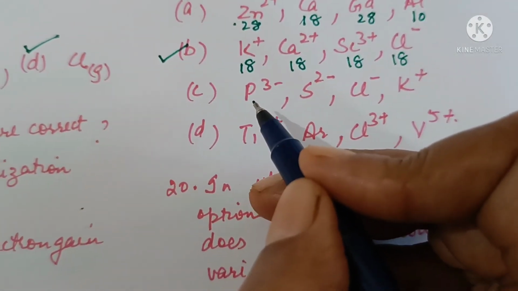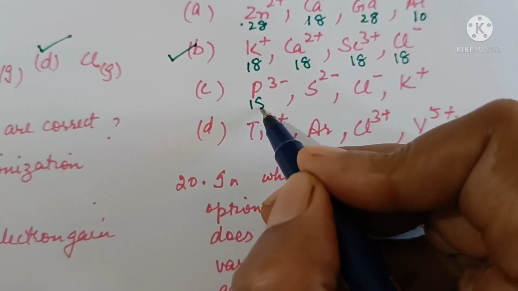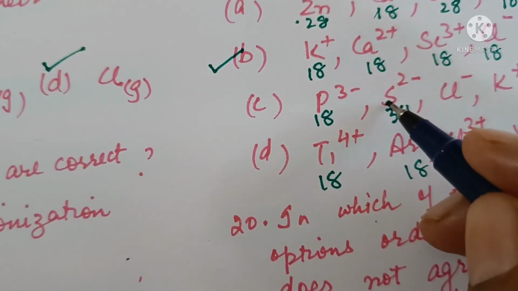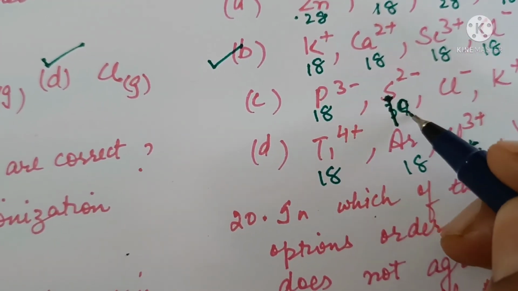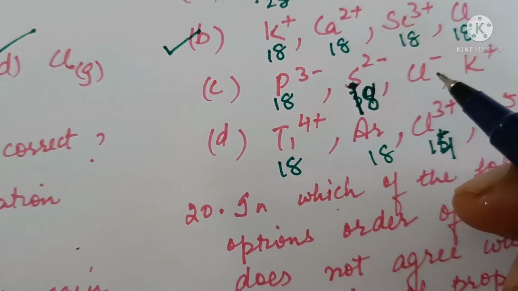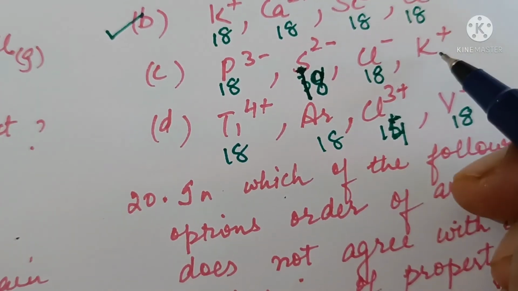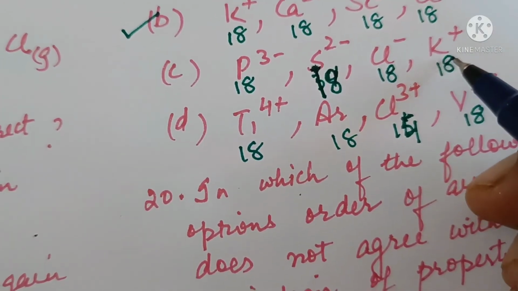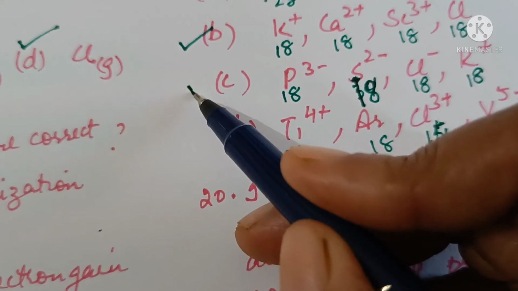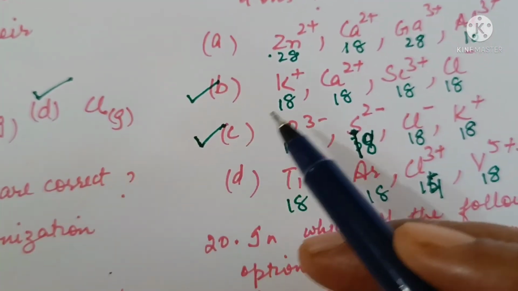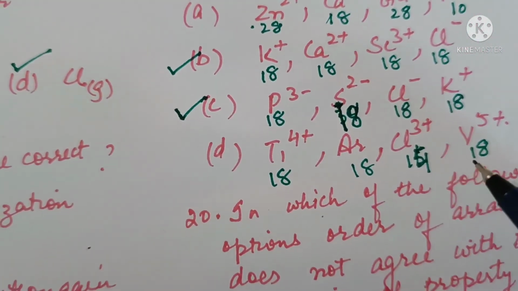Phosphorus 15 with 3 electrons more is 18. Sulfur 16 with 2 electrons more is 18. Chlorine 17 with 1 electron more is 18. Potassium 19 with 1 electron less is 18. So option B and C are the correct options.